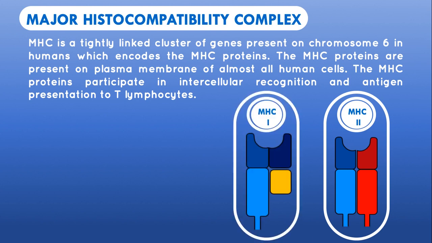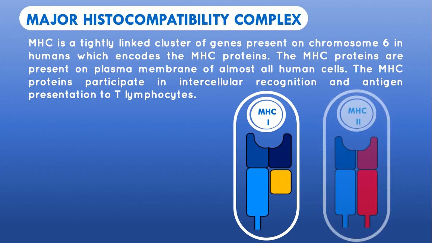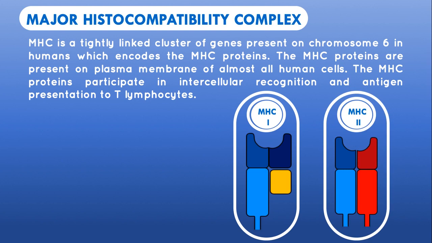Class 1 MHC molecule. Class 1 MHC molecules are an assembly of 3 alpha chains that associates with a beta-2 microglobulin protein and presents antigen to cytotoxic T cells. Class 2 MHC molecule. Class 2 MHC molecule is a heterodimer of 2 alpha chains and 2 beta chains that presents antigen to helper T cells.